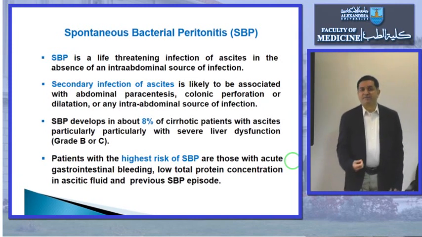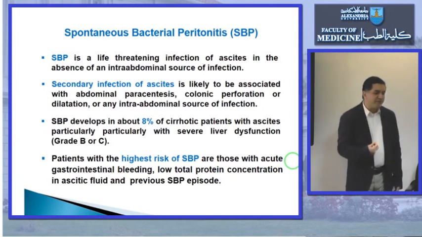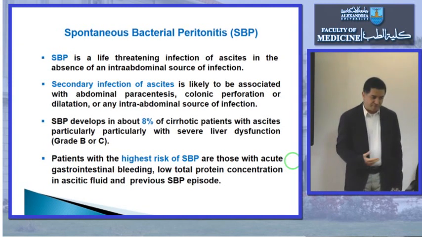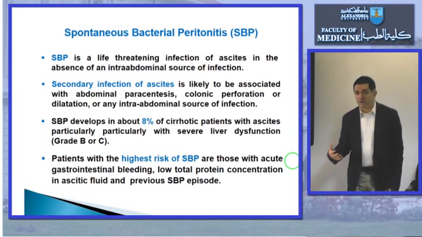What is spontaneous bacterial peritonitis? In short, it is a life-threatening infection of ascites in the absence of an intra-abdominal source of infection. It is likely to be associated with bacterial paracentesis. Spontaneous bacterial peritonitis develops in about 8% of cirrhotic patients with ascites.